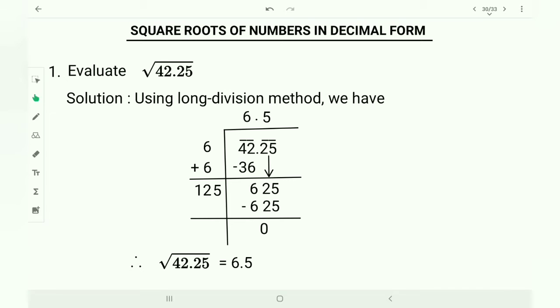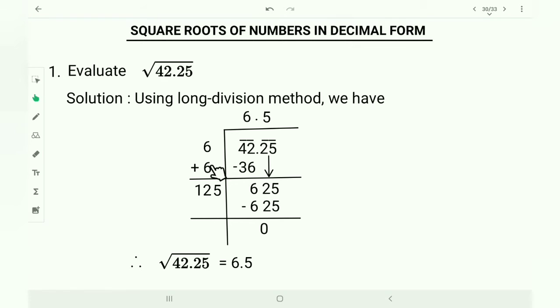Now we will choose a square number which will give you 42 or less than 42. Here I have taken 6 as a divisor and 6 as a quotient. 7 I cannot take because 7 7s are 49, greater than 42. Then 6 I have taken. 6 6s are 36. 42 minus 36, 6 remainder. We will bring down 25 here, and then we will get a new dividend 625.